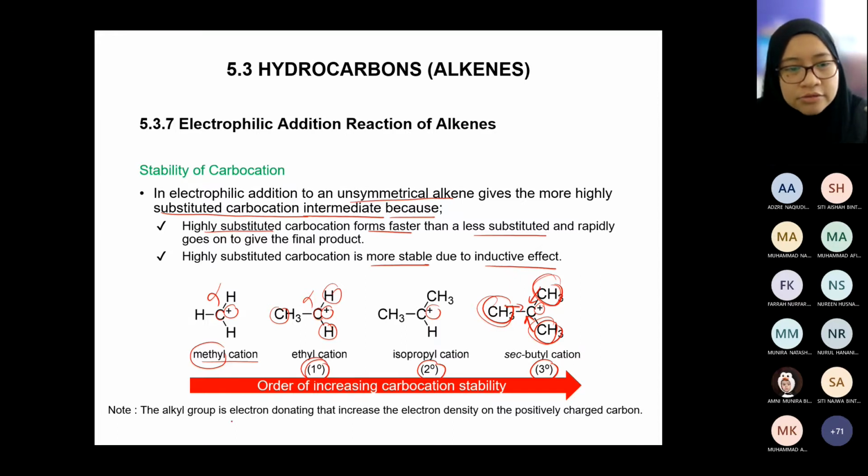Okay, so note, we have a note here. The alkyl group is electron donating that increase the electron density on the positively charged carbon. Okay, dia membantu. Dia kan ni positively charged, so dia tolak the electron density, macam buffer, okay, the instability of the carbon. Okay, sebelum nucleophile attack and add itself, and finally the carbon has 4 bonds.